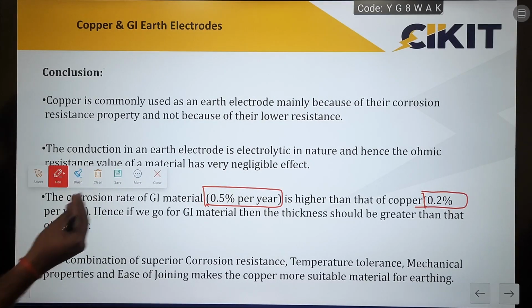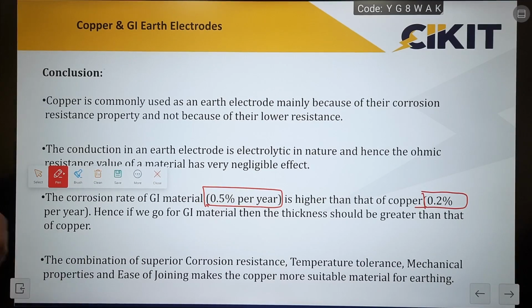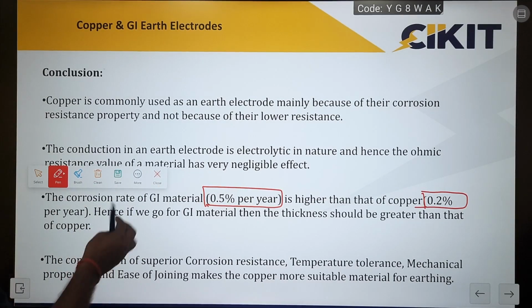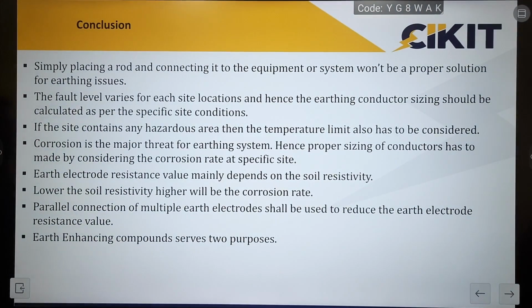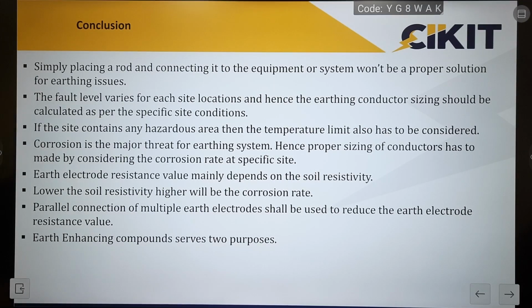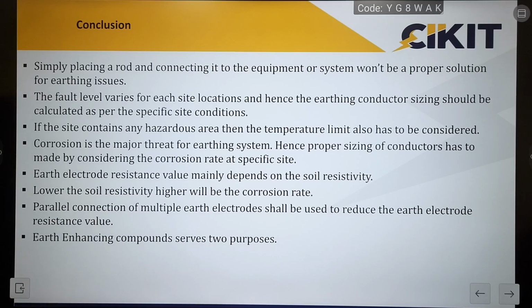We are not choosing copper only because of its lower resistance value. Here we are not considering the ohmic resistance, we are considering only the electrolytic resistance. So the conclusion is we cannot place a random size of earth electrode, of 1 meter or 2 meter length, and connect it to the equipment for protecting people during the fault current. Earthing is not simply providing a rod or pipe for an equipment. It involves a detailed calculation.